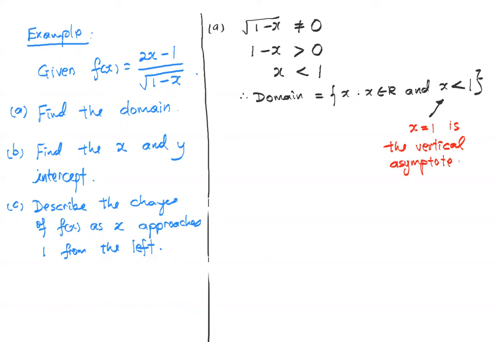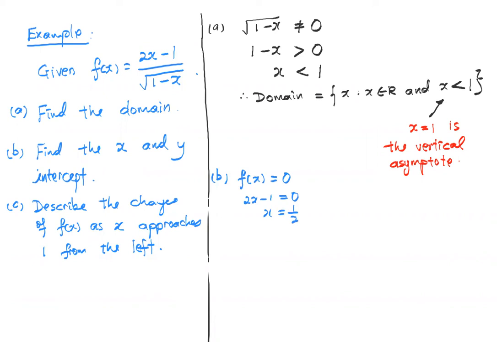Okay, so now part B. I want to find the x-intercept and the y-intercept, correct? When you say find the x-intercept, it means f(x) equals 0. For a radical function, if the top is 0, the whole thing is 0. Am I right? So I just conclude 2x minus 1 equals 0, so x equals half.